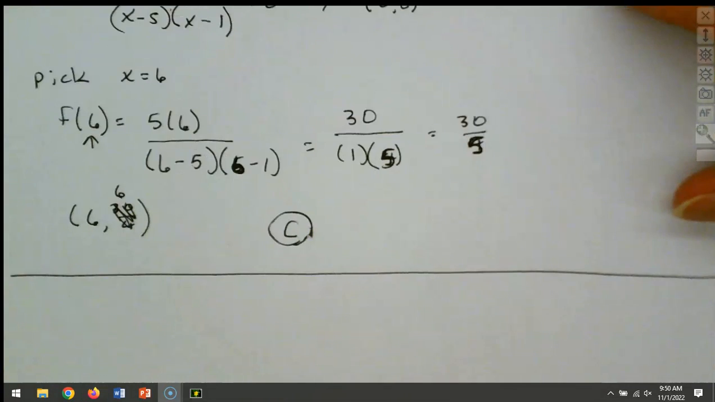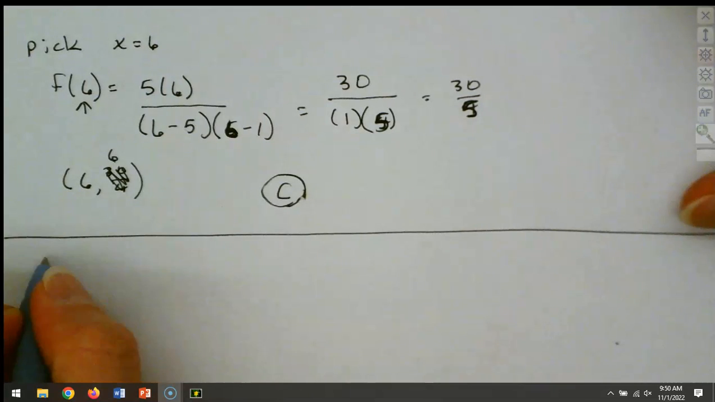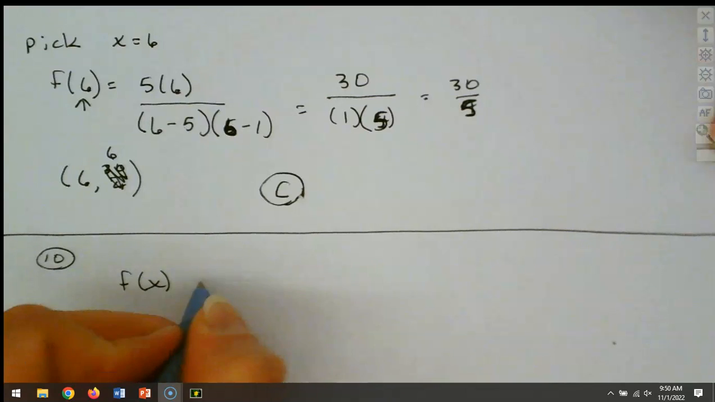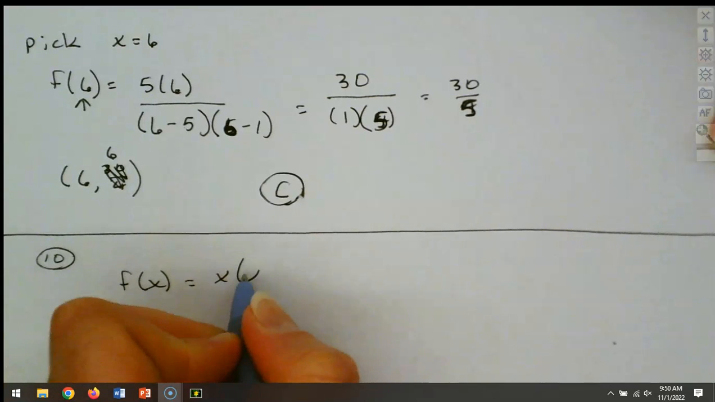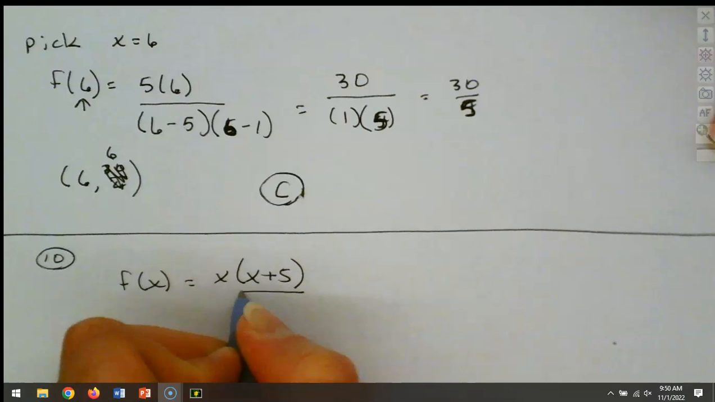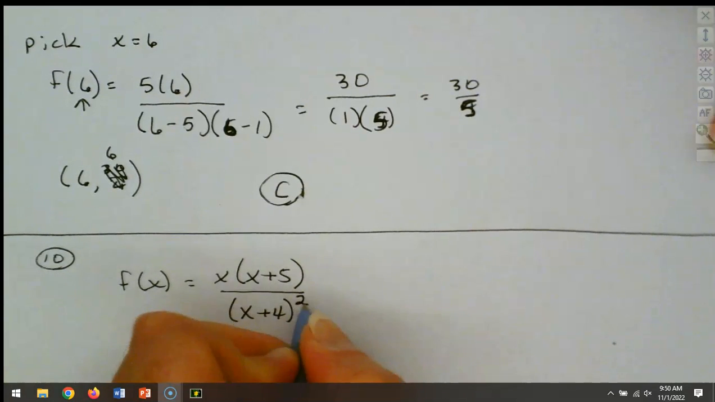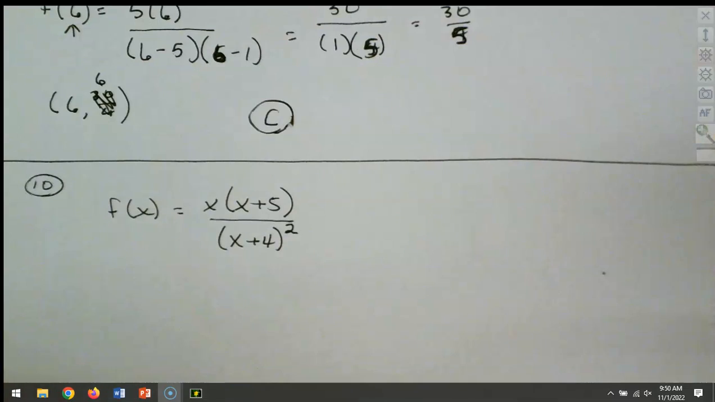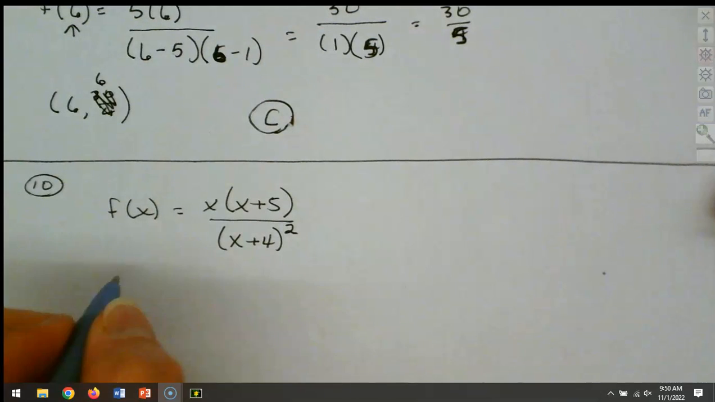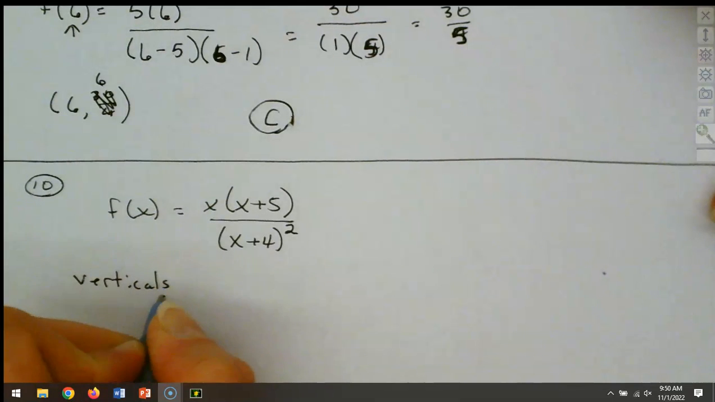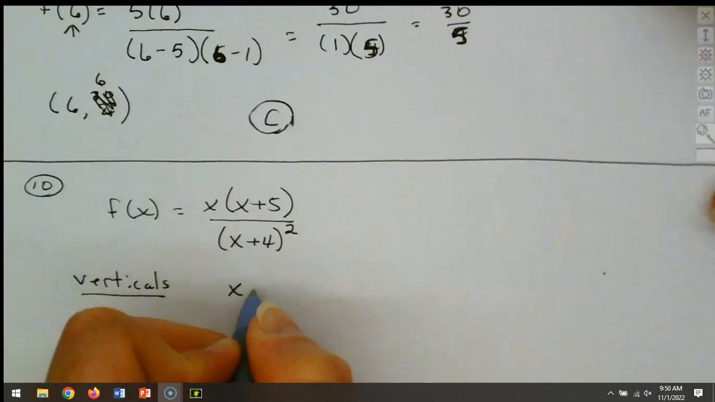Now, 10 is substantially easier. So 10 is going to require a lot fewer steps. X plus 5 over x plus 4, okay, quantity squared here. So, what are we going to do for 10? Well, we're going to go through the steps. First thing we're going to find is the verticals. Those are usually the easiest to do, and so I find them first.